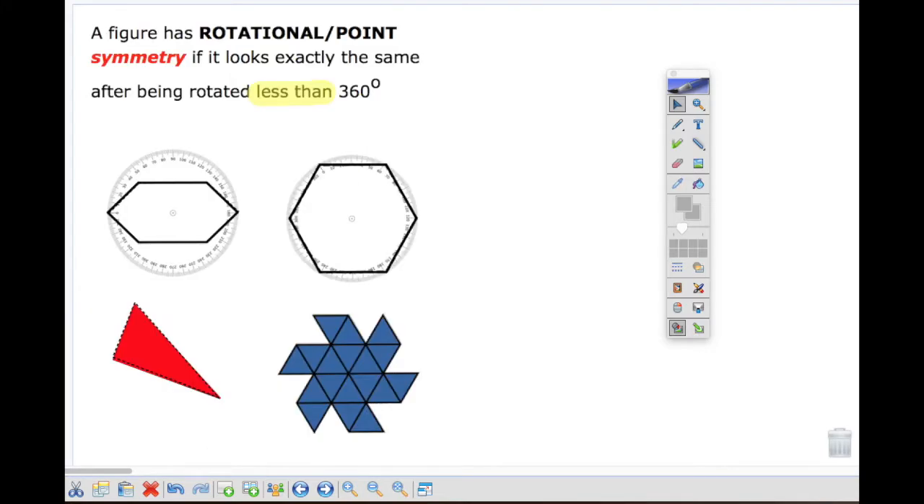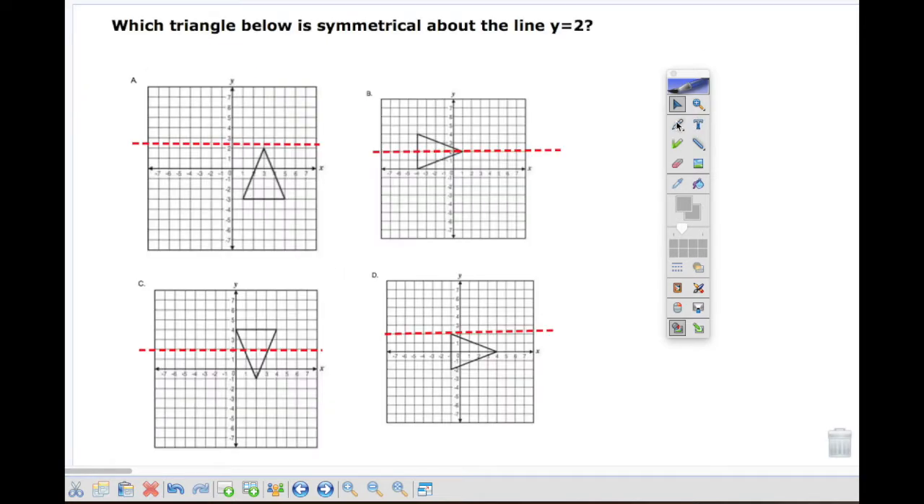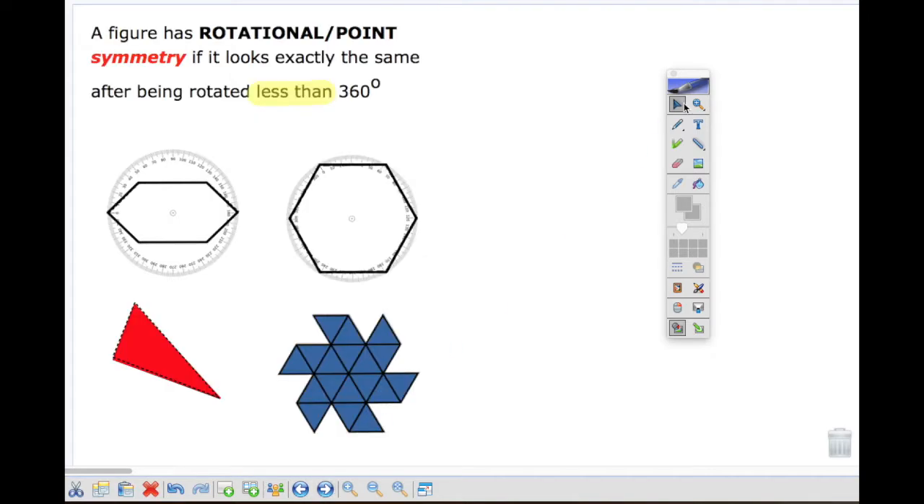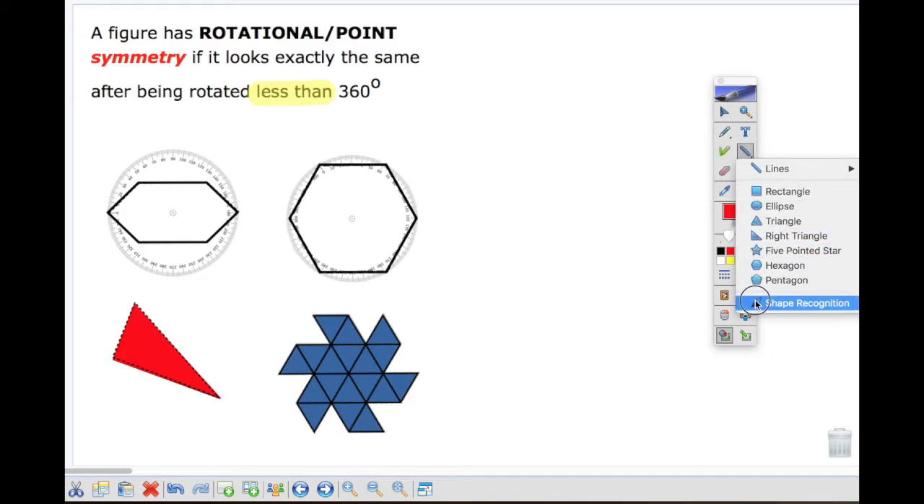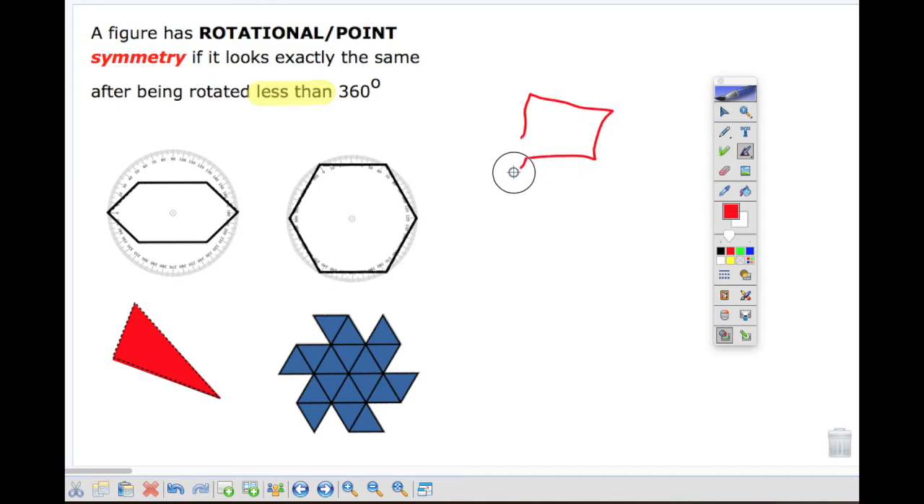Now we're going to move on and talk about rotational symmetry or point symmetry. Rotational symmetry means it looks exactly the same after being rotated less than 360 degrees. Now, pretty much all shapes are going to be symmetrical if you rotate them 360 degrees. No matter what shape it is, it will always be symmetrical if you rotate it 360 degrees all the way around.